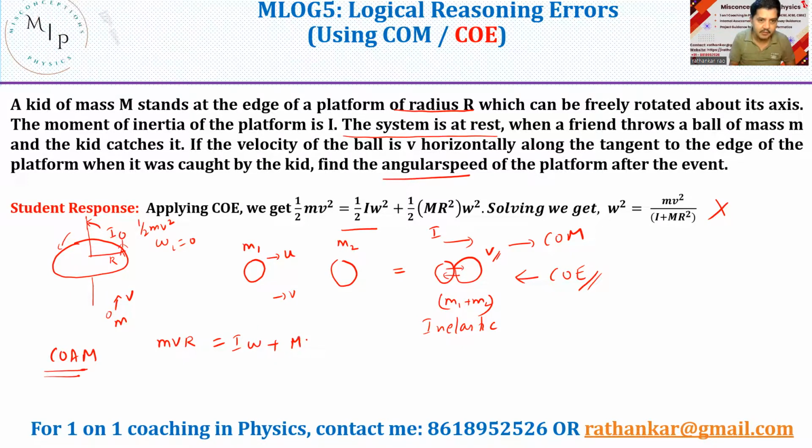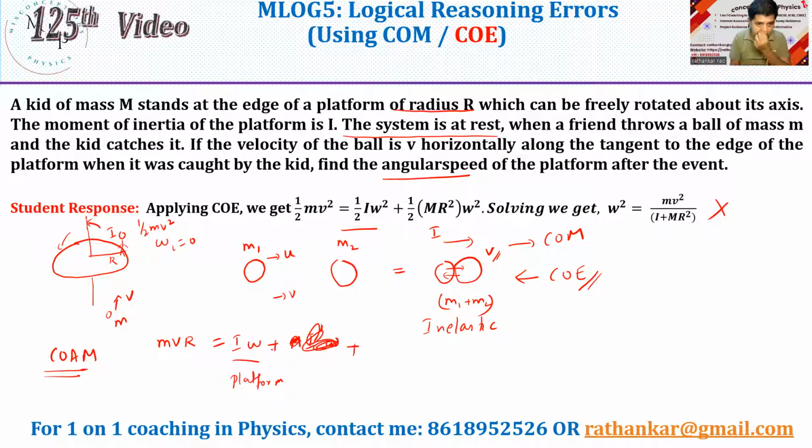This is now rotating with some velocity, right? So how do I write this? I write this as I dash into omega, because both of them are moving with the same velocity. Plus, what is I dash here? That is the moment of inertia of the platform. Let me write down separately: the angular momentum of the platform plus the angular momentum of the kid who is standing on it.